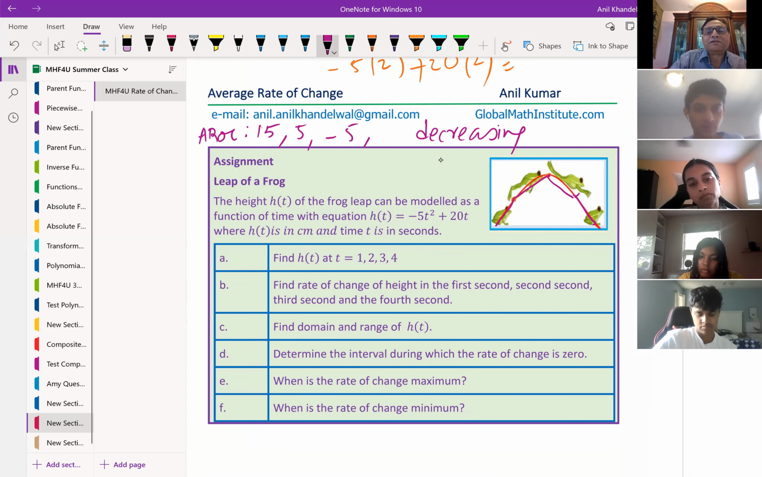So, sir, we always check for the slopes, right? When asking, what is the rate of change? What is the rate of change of this rate of change? The rate of change of the gradient, or the rate of change of the slope. You understand?